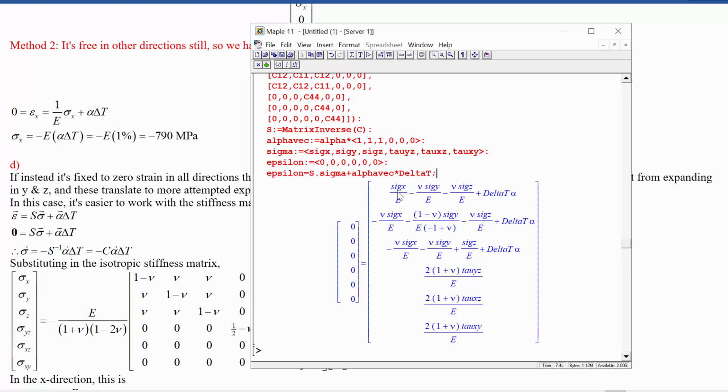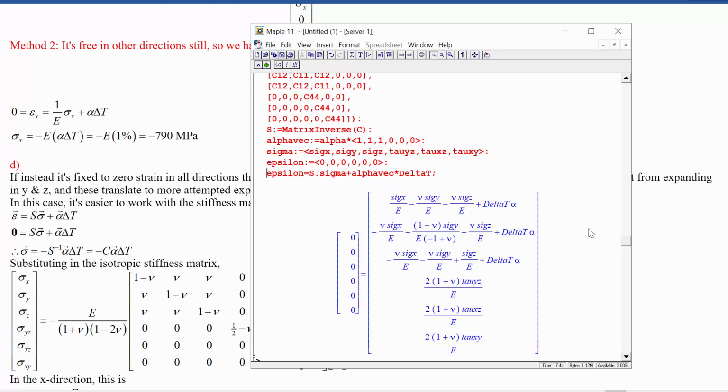It's true, if we apply all 3 of them, we can solve them for these unknown stresses and everything, but it's a little bit more convenient to instead work with this equation after manipulating it and solving it for sigma. So we could say that sigma is equal to c dot epsilon minus alpha vec times delta t.